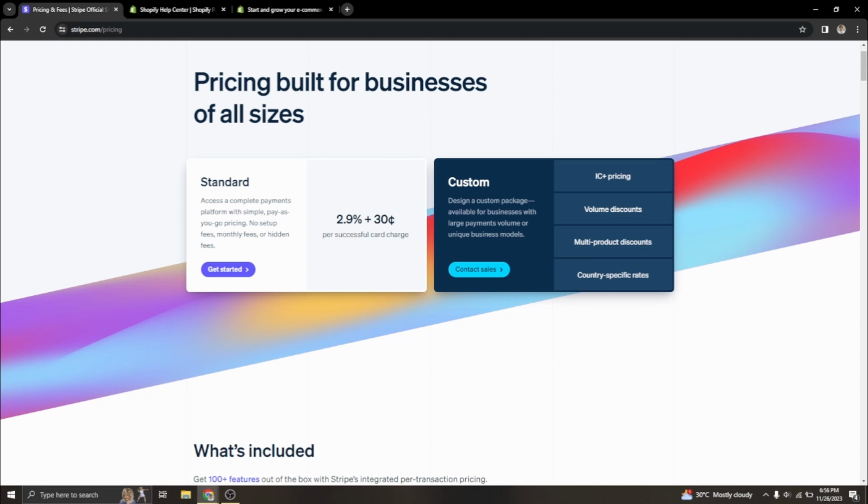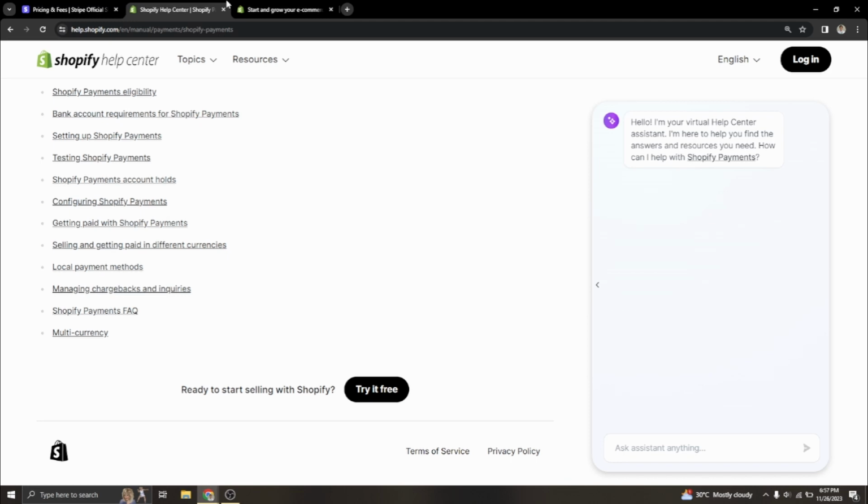Just like I said before, they use AVS, which is the address verification system. It compares the numeric part of the customer's billing address to the information on file with the credit card issuer. Another type of security on Shopify is card verification value. Asking for the CVV is a way to make sure the customer has the card physically in their possession.